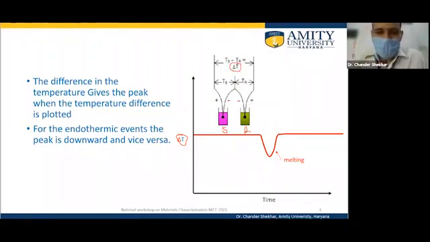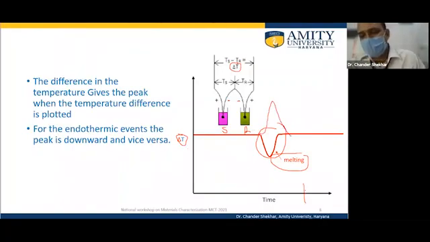What does it mean? It means whenever there is a transition, for example, melting here, the difference between the temperature of the sample and the reference will be more, and the value of delta T will be more. Here it is melting, so it is an endothermic process, and if there is an exothermic process, there will be a peak upward. Depending upon the transformation temperature, this could be at different temperatures.